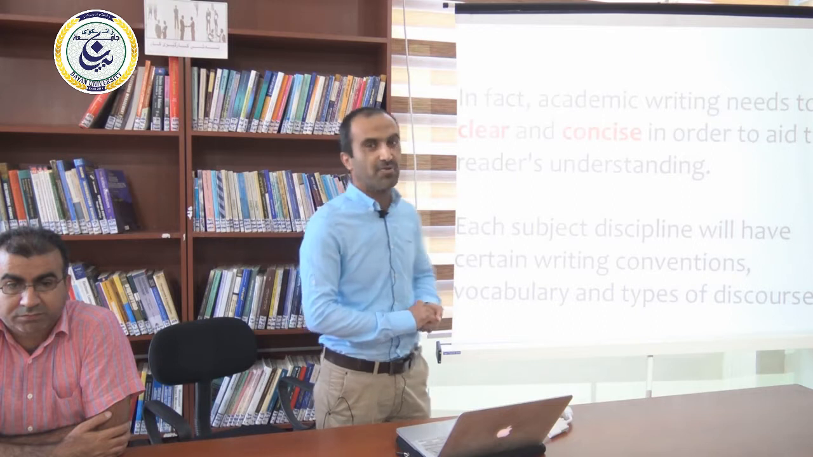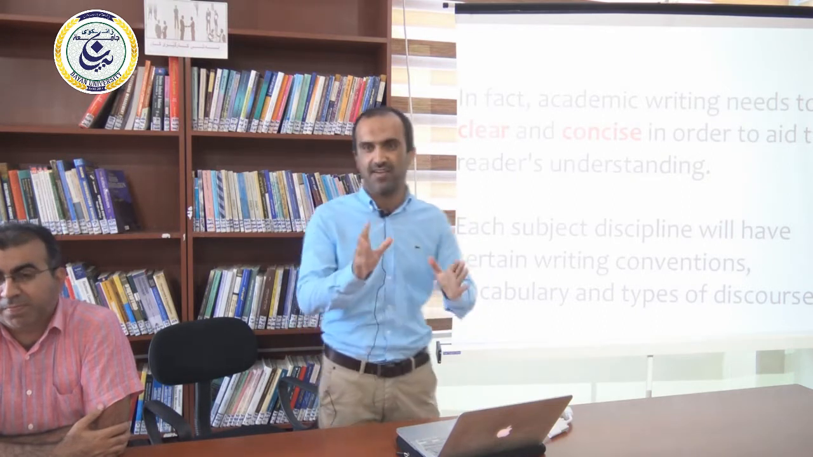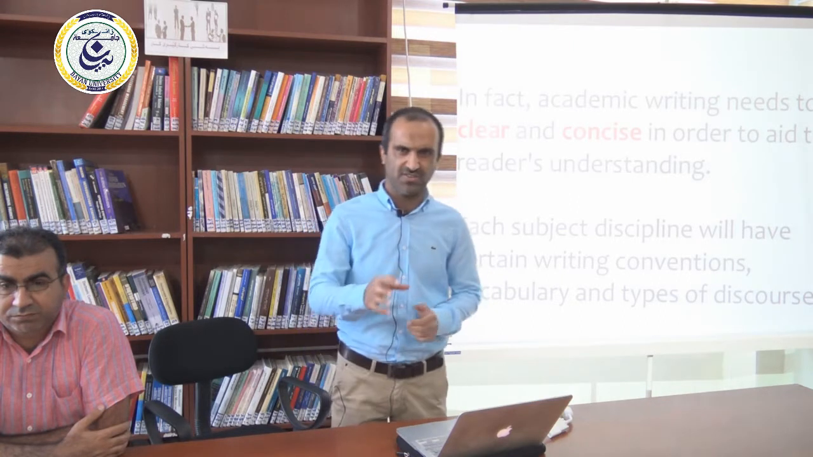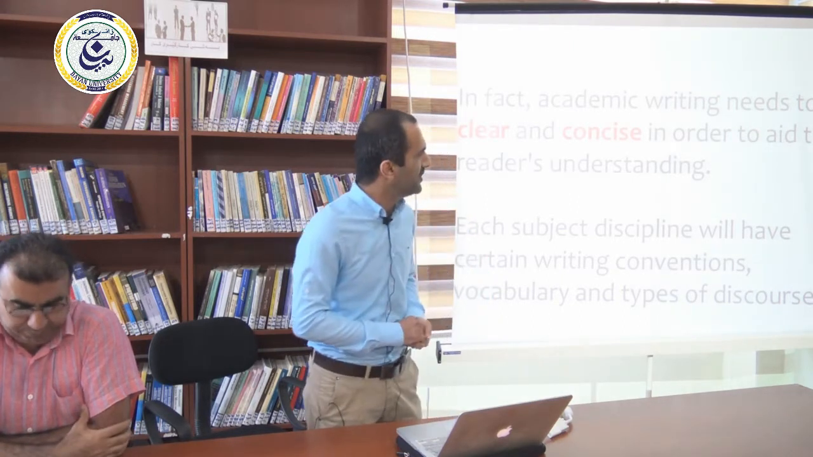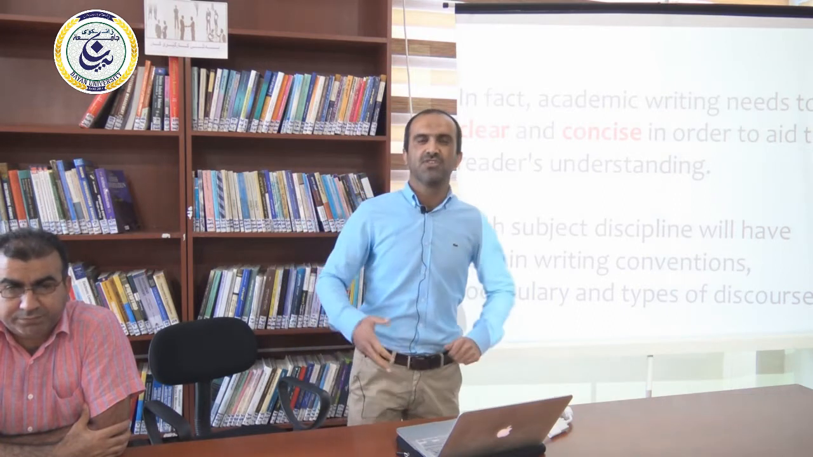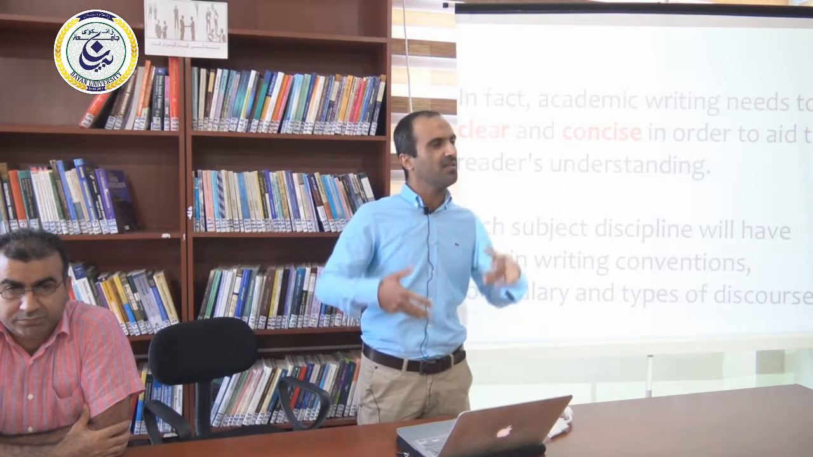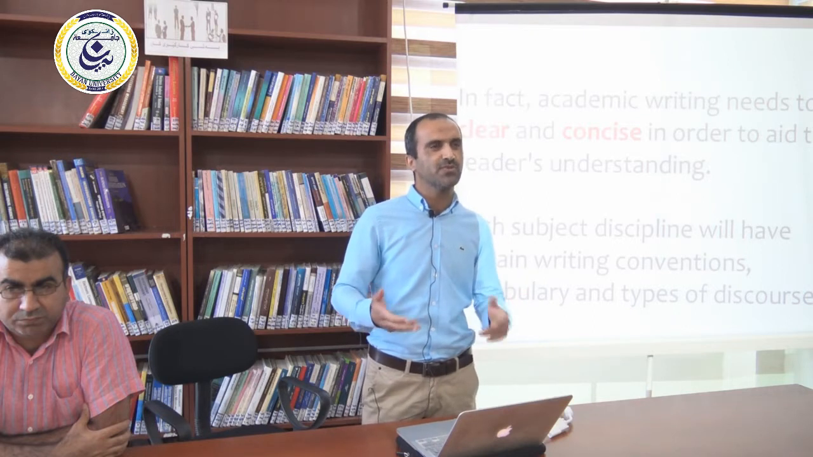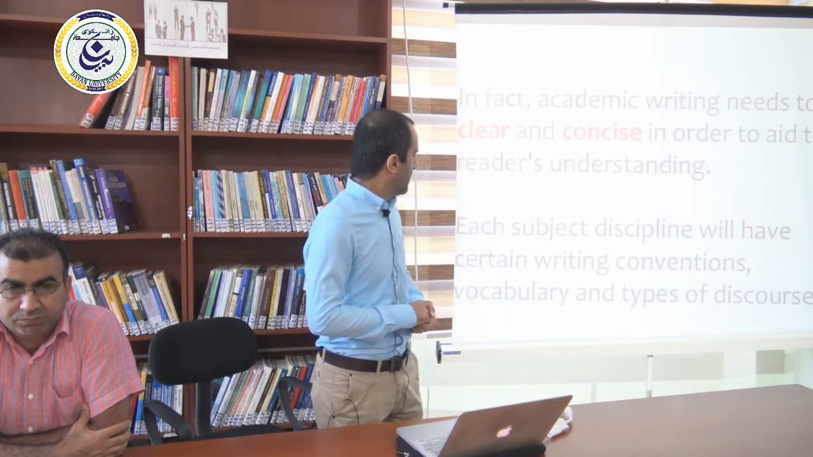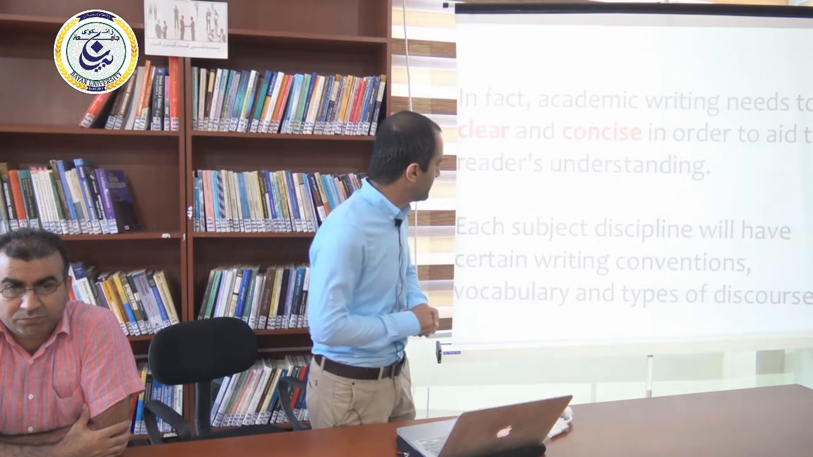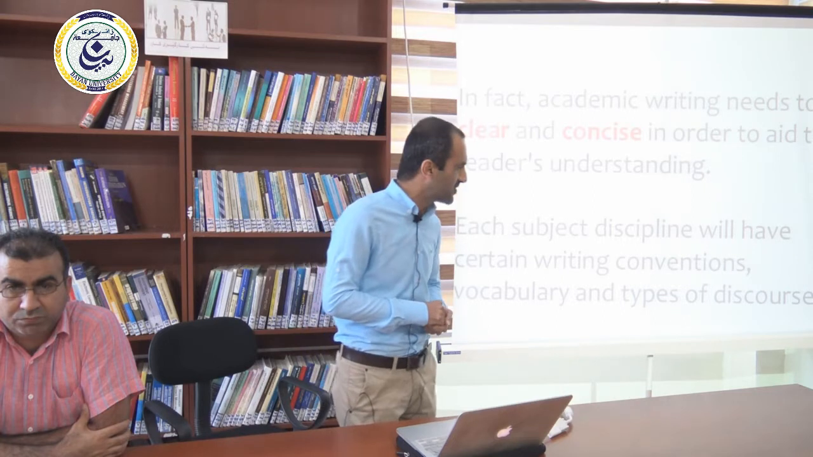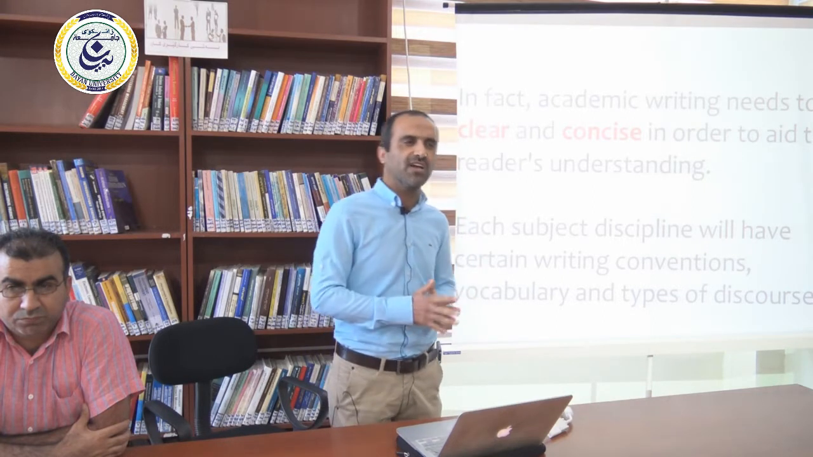Right. In fact, surprisingly, academic writing needs to be clear, always. You have to be really clear, clear-cut, self-evident when you write something. And concise, and very accurate, in order to aid the learners' understanding. So you are going to help the readers to understand easily, okay? Each subject discipline will have its own writing conventions, vocabulary and types of discourse. So when you write something, you have to think about what kind of writing you want to write. Okay?